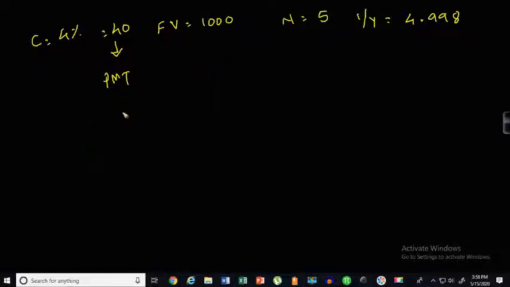But just by looking at these numbers, if the coupon is 4% and the IY is higher than the coupon, what do you think? Will it be a premium bond or a discount bond? Those who said discount are correct. This is a discount bond. Why? Because we are getting 4%, whereas the rate in the market is 4.998, which is higher than what we are getting. Hence this is a discount bond.